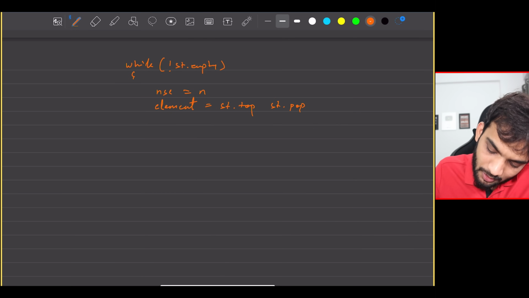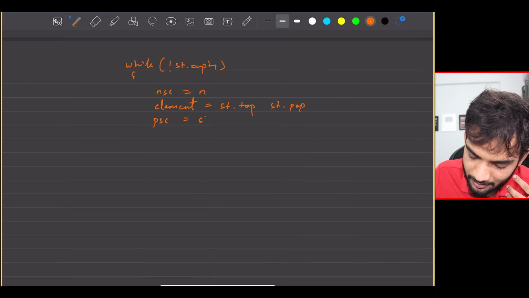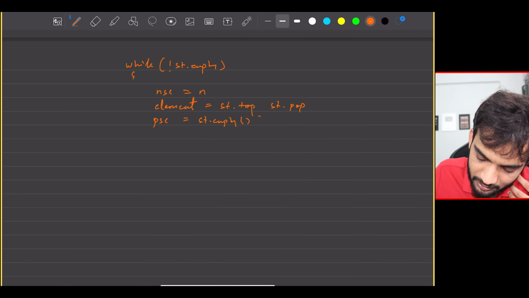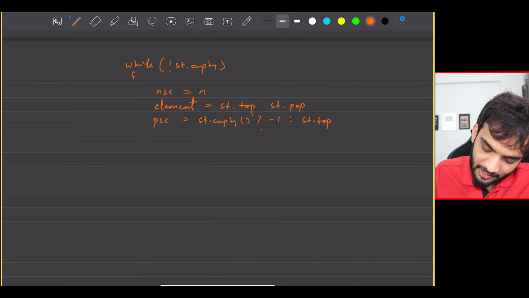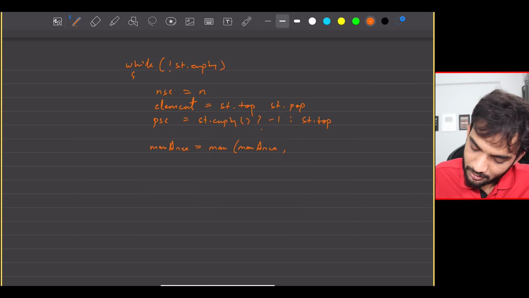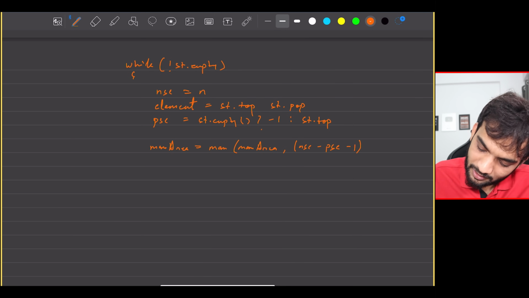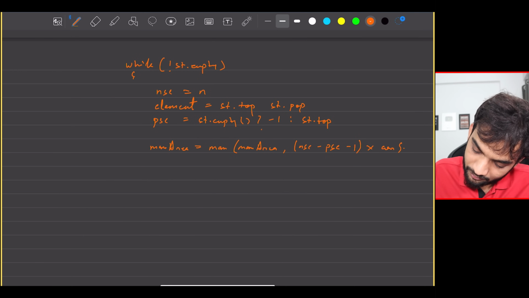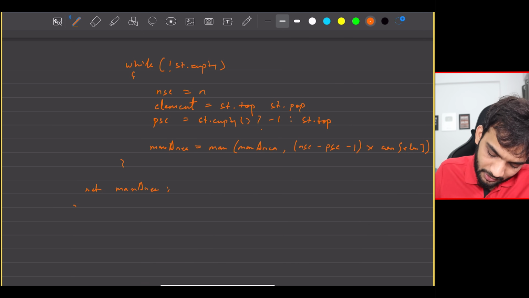So we're done. Now I need the previous smaller element. The previous smaller element is nothing but whatever is on the stack as of now. If it is empty, minus 1. Otherwise, I do a stack.top. Perfect. And after that, I could do the same thing. Max area is equal to max of max area, comma, NSE minus PSE minus 1 multiplied with array of element. And that's it. And eventually you could end up returning max area, and we are done.